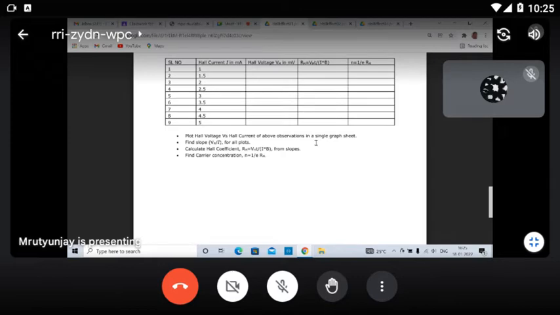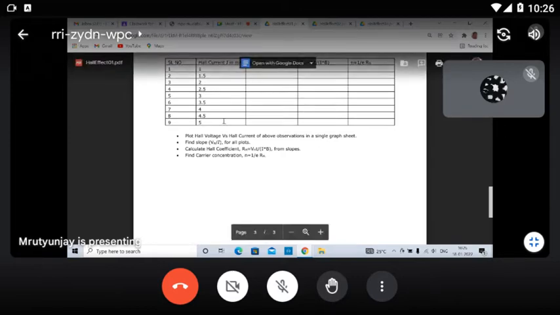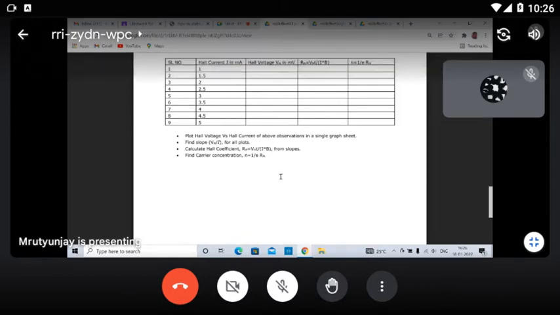That means you have to take Hall current along the x-axis and Hall voltage along the y-axis. You need to plot graphs. We'll find 6 graphs, and find the slope from all graphs. Then using those slopes, you need to calculate RH, then A. Got it or not? Please reply. Yes, sir. You have to plot all graphs on a single sheet.